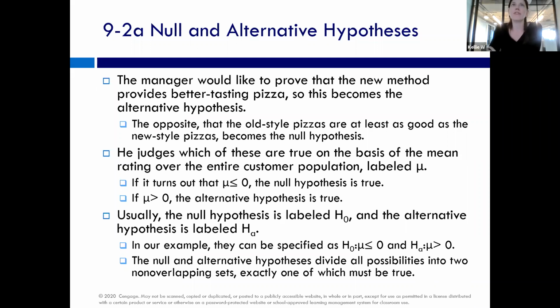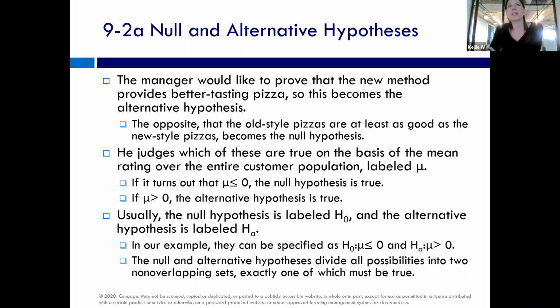And we'll say if the mean rating is less than or equal to 0, then we would reject the alternative hypothesis and we would say that the null hypothesis is true, that the better tasting pizza is not any better than the older pizza. If the collective mean rating for the customer population is greater than 0, then we would say the alternative hypothesis is true and we can support evidence that the new method is better.